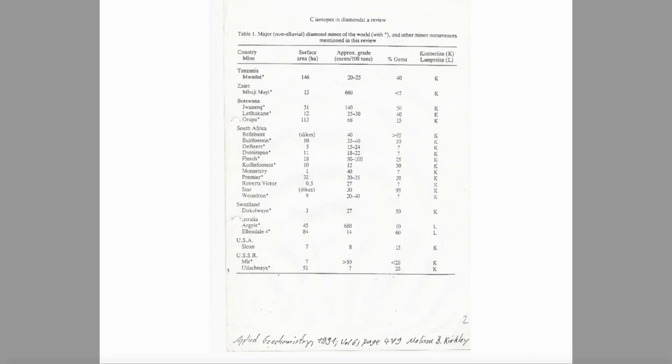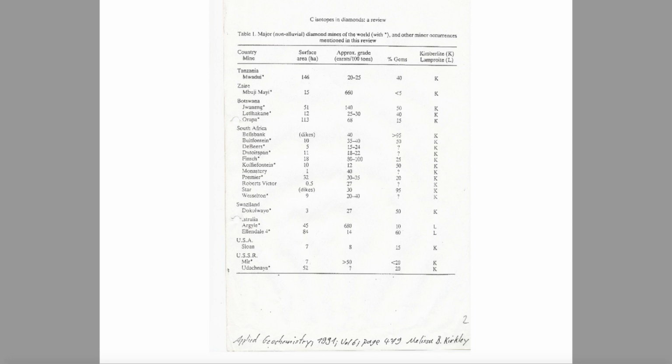So now we are continuing with our class, with what I have put together. At first I will start with a table. At first we have a list of the mines in the different countries, then the surface area in hectares, then the approximate grade in carat per ton, then the percentage of gems, and then whether they are related to kimberlites or lamproites.